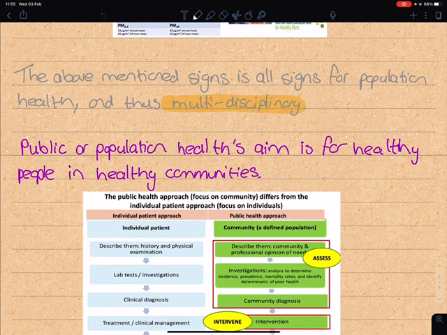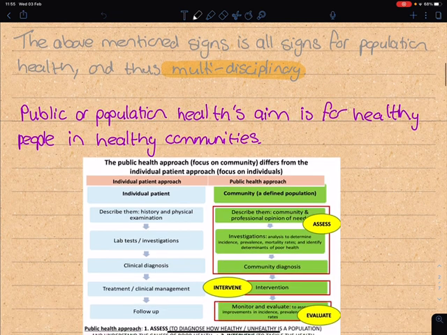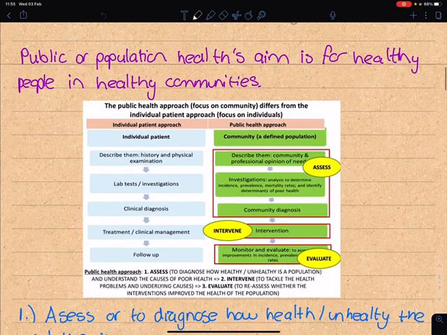So the aim for population health is healthy people and healthy communities. If one looks at this graph on the left, you see an individual patient. You'll treat an individual patient, whereas in population health, you'll treat it differently. There are 3 steps. The first one is assess or diagnose. Then it's intervention, and then it's evaluation.